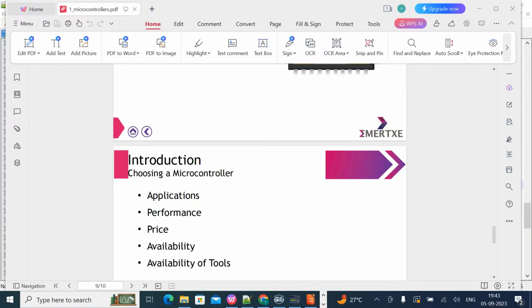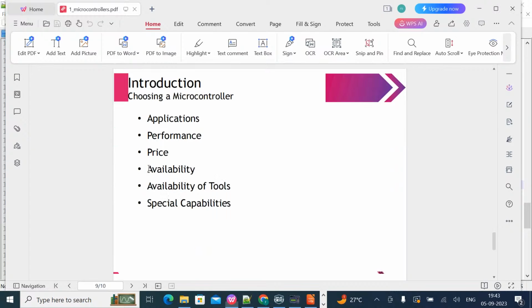Now, finally, availability means for how much time, for how much duration, the product is available. Let's say you selected a PIC microcontroller. PIC microcontrollers are usually manufactured by whom? Microchip, right? So for how much duration is Microchip going to manufacture that microcontroller? You have to check that. If it is available for your expected duration, pick that. Understood?